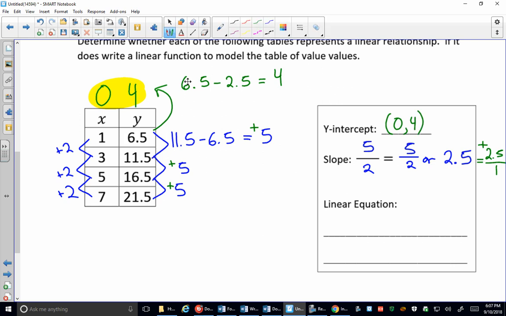Okay, and now at this point, I can write our equation. So we get y equals mx plus b, so 2.5x plus that b value, which is 4. Or y equals 4 plus 2.5x.